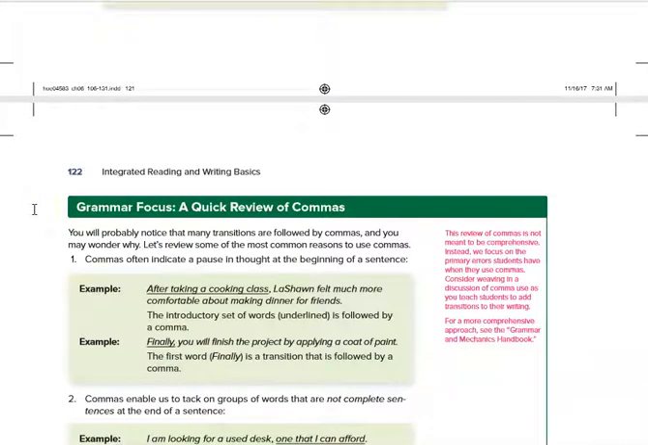Finally, the grammar focus in this chapter is a review of commas. Many students need a review of commas because it's hard to remember all the different times you're supposed to use them and those times when you're not supposed to use them. So focus on this review, and I'll be asking you to do the exercises that follow the review and to check your answers. Hope this intro helped.